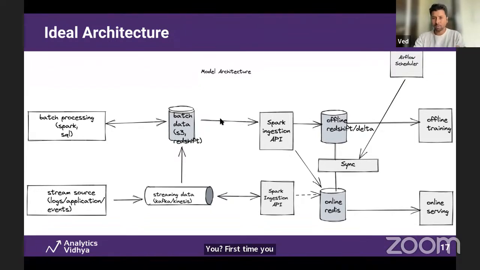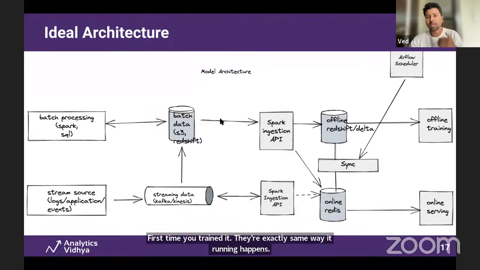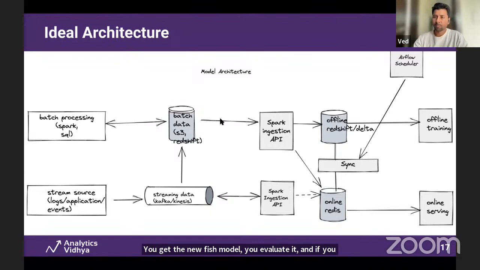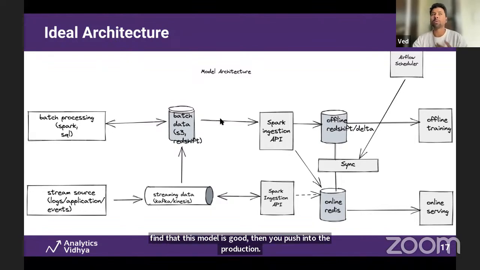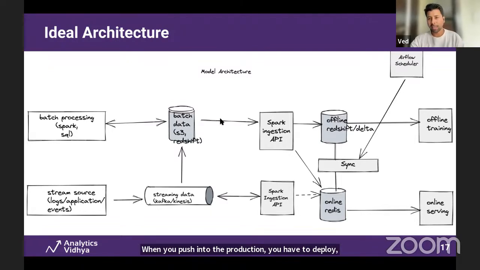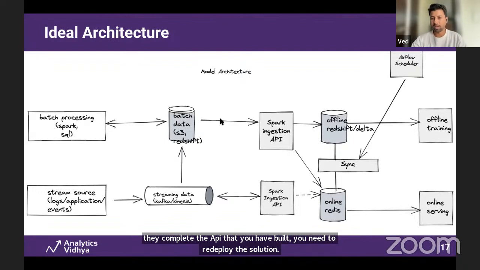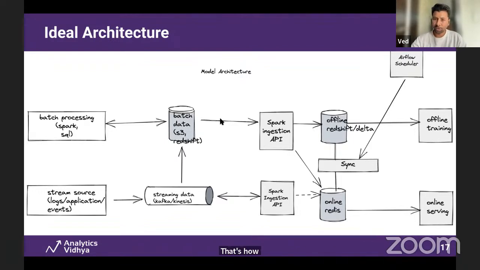You get the new fresh model, you evaluate it, and if you find that this model is good, then you push it into production. When you push into production, you have to deploy the API that you have built. You need to redeploy the solution. That's how the retraining happens. And where it happens, I think I already answered that question.